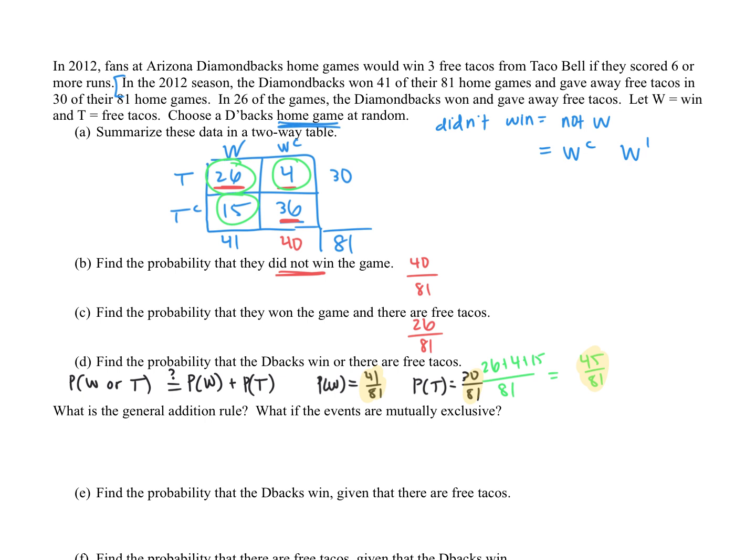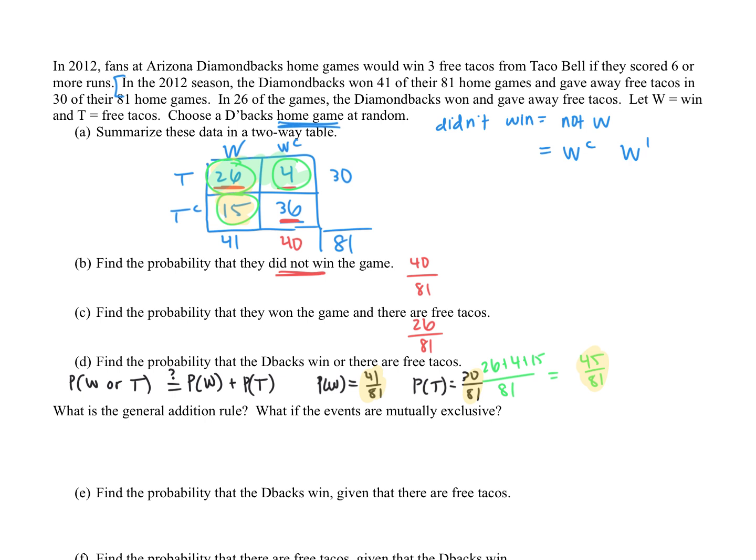So the probability of winning is here. Probability of free tacos is here. So do we see that these games get counted twice? That those 26 get double counted? So that is the issue with just taking these two and adding them together. Do we remember when we're allowed to do that, though? When would that work? If they're mutually exclusive. Right, if there is no overlap, if they're mutually exclusive.